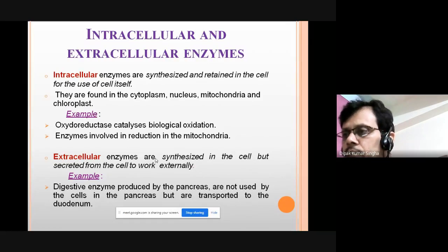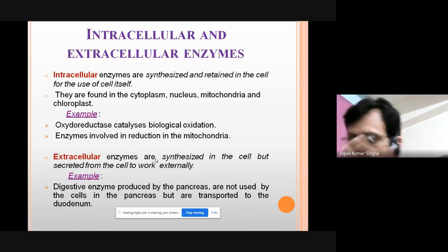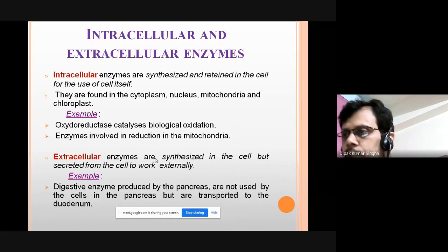I think you do know what the TCA cycle and glycolysis are. Glycolysis is the first step of the metabolism of glucose, which occurs in the cytoplasm, and the TCA cycle occurs in the mitochondria. Those enzymes which act inside the cell are called intracellular enzymes, and those enzymes which act outside the cell are called extracellular enzymes.